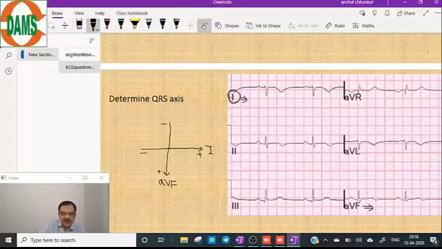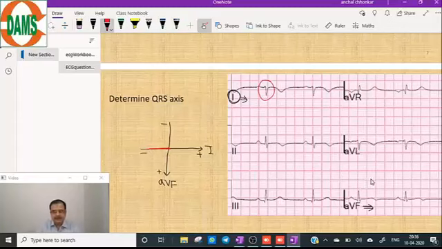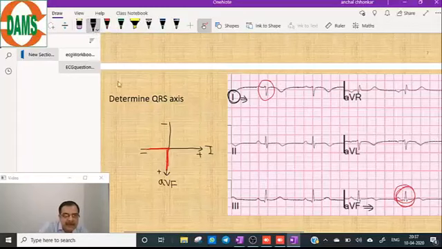So lead one is this lead. The net QRS is negative, so I will draw the line here. Negative. Now look at aVF. The QRS of aVF is positive. So it will lie in this quadrant.